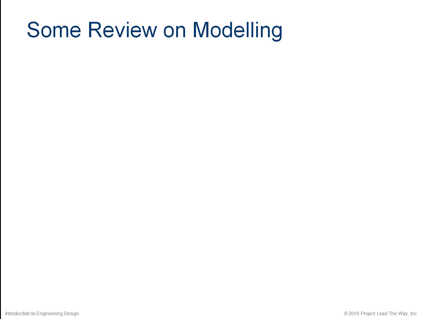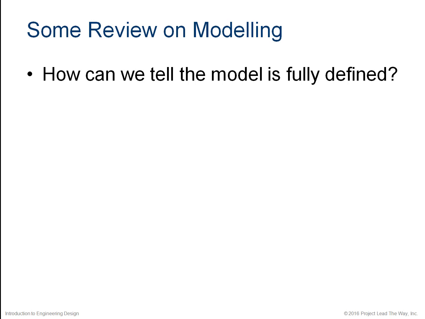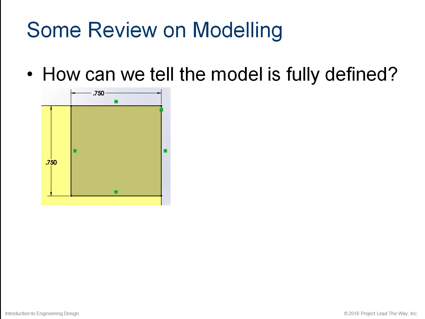So up to now, we've learned quite a few skills, and this is a quick review of them. So first question is, how can we tell if a model is fully defined? Well, there's 3 really easy ways. The first one, look at the color of the sketch. And you see the sketch in this instance is completely black. That means there's no undefined lines or points.